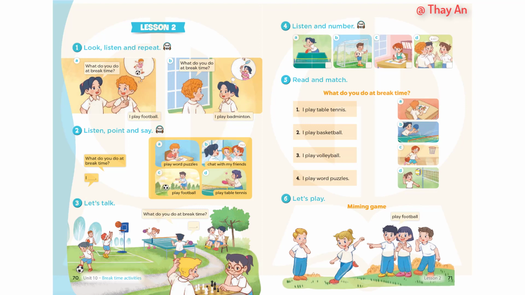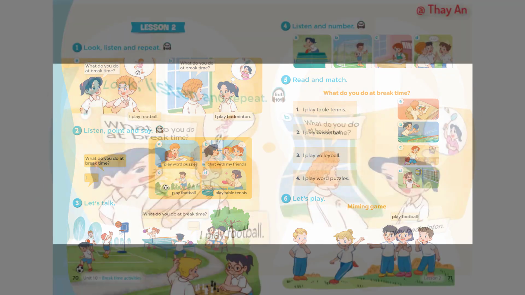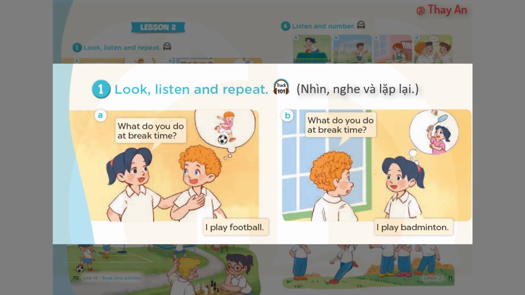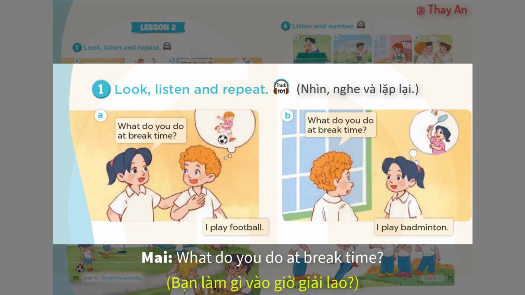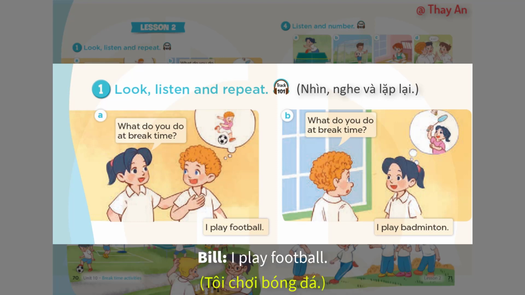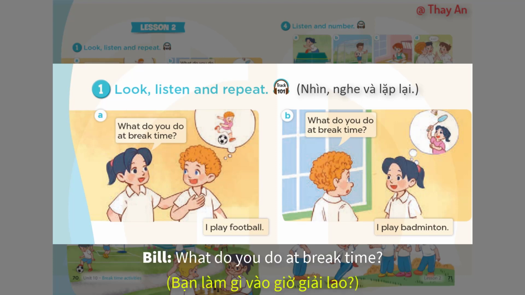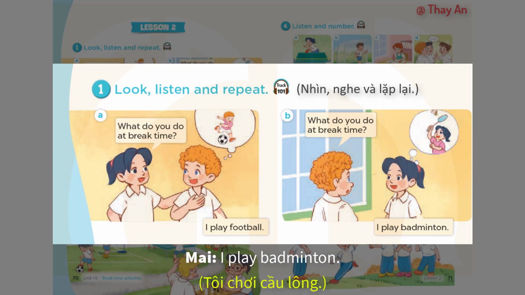Page 70. Lesson 2. Activity 1. Look, listen, and repeat. A. What do you do at break time? I play football. B. What do you do at break time? I play badminton.